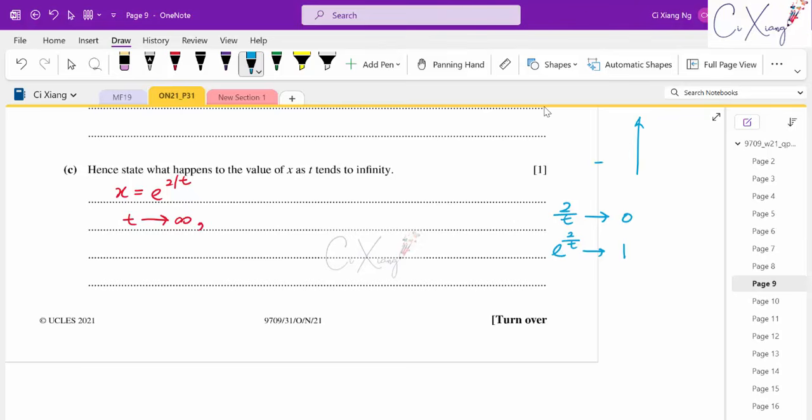You can have a look at the graph of e. This is a graph of e power something, e power x and so on. When you have x equals 0, e power 0 is always equal to 1. It will pass through 1 here. So e power 2 over t will give you a value of 1. That means if e power 2 over t gives you a value close to 1, x also has a value close to 1. So you can write x approaches 1.